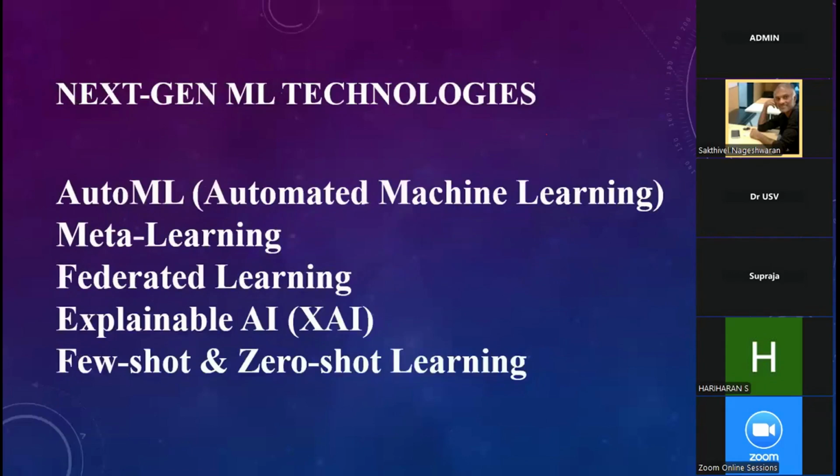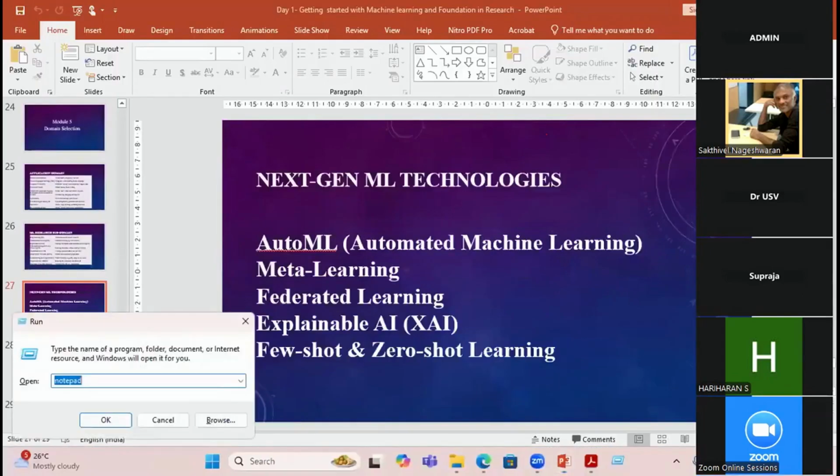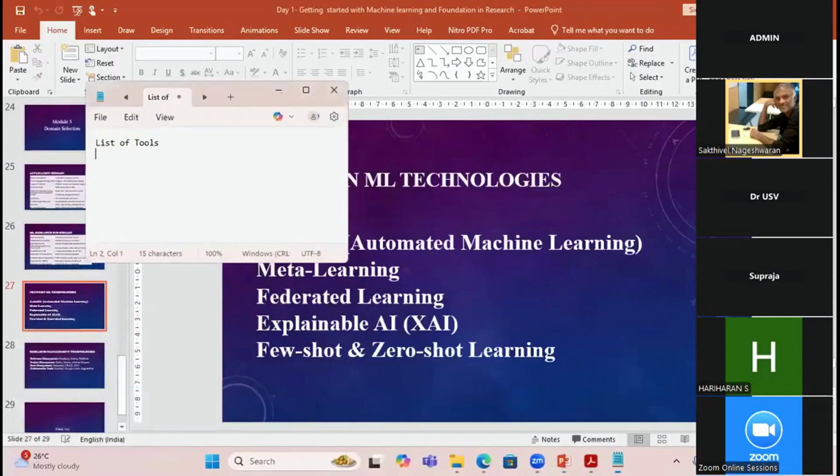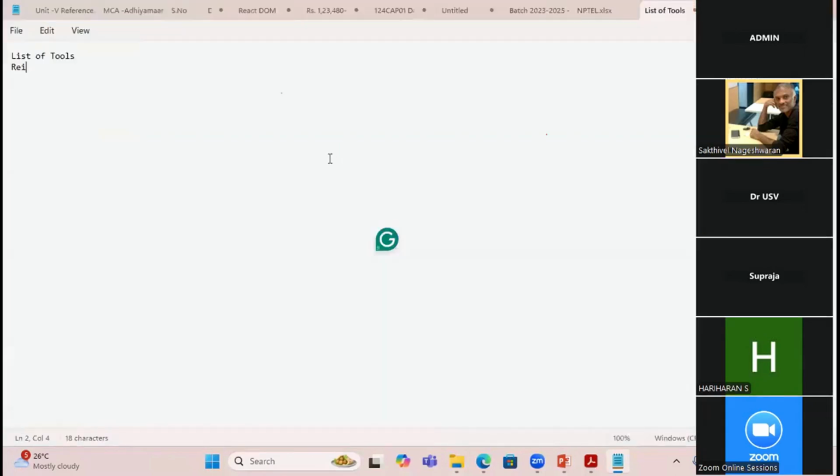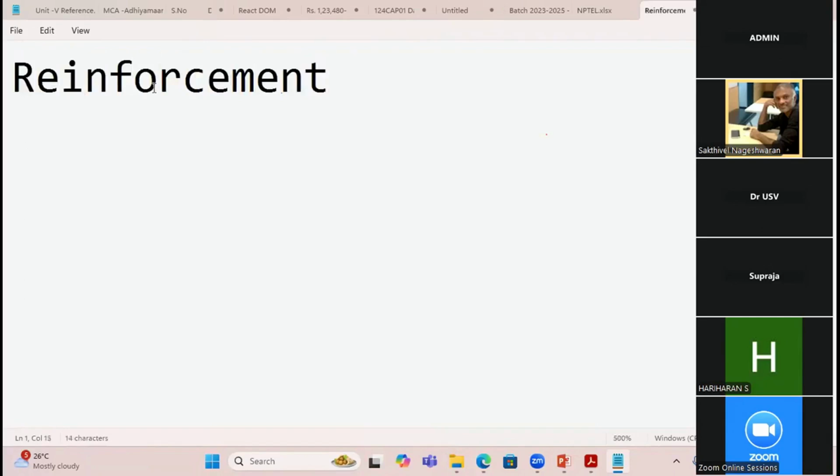As far as I am concerned, I would like to discuss the reinforcement algorithm. Better I make the screen bigger so that you can see it clearly. So what is meant by the reinforcement algorithm?